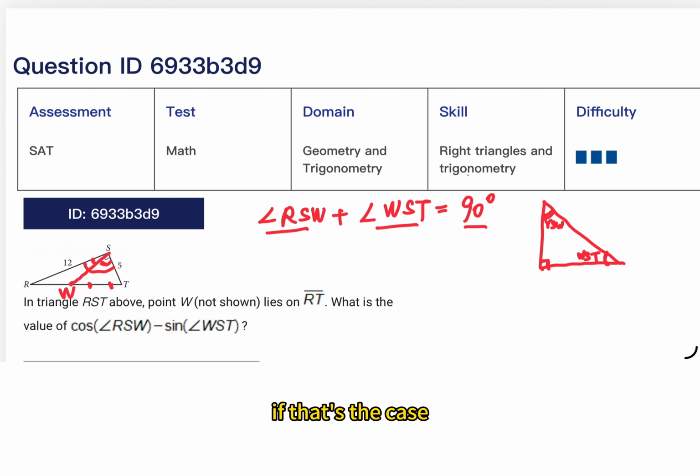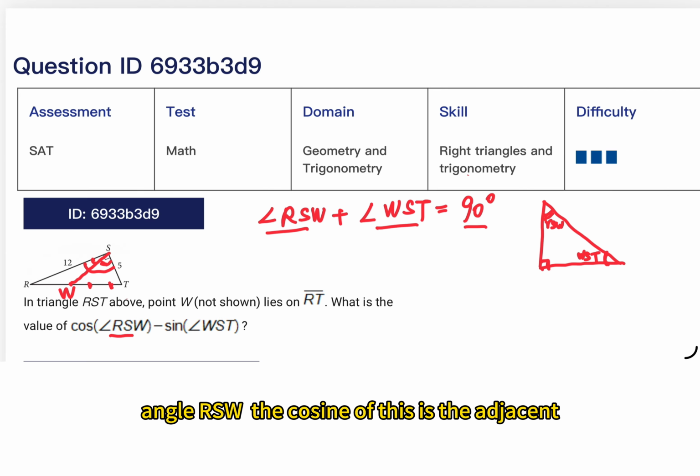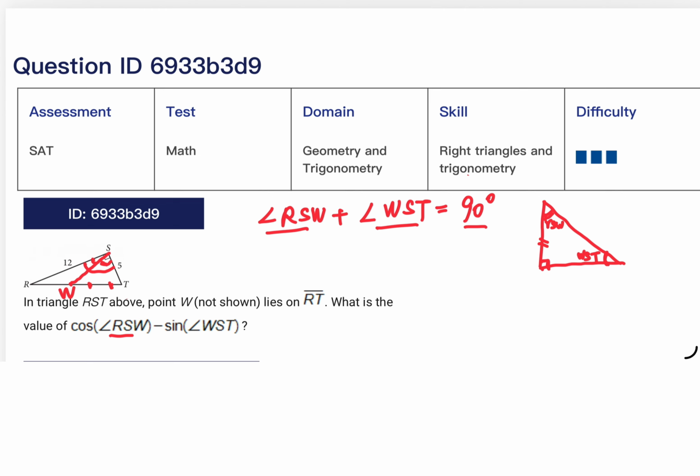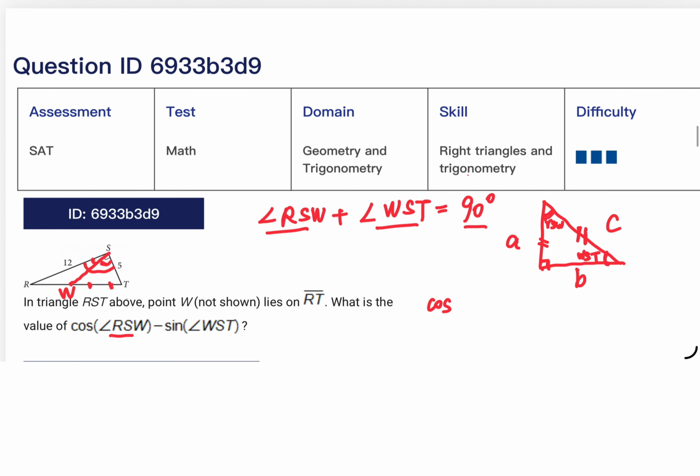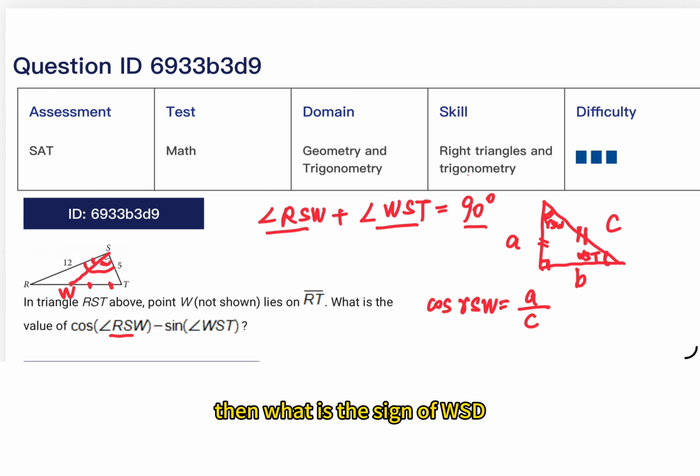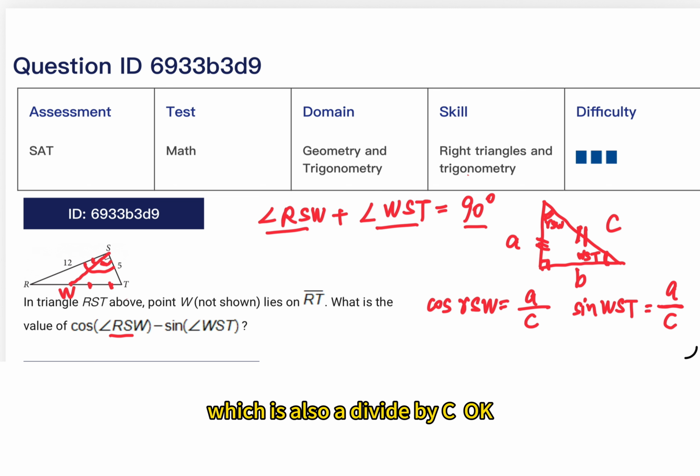Okay, if that's the case, let's see what is the cosine of this angle RSW. The cosine of this is adjacent divided by this hypotenuse, which is A divided by C, okay? Then what is the sine of WST? The sine is the opposite divided by the hypotenuse, which is also A divided by C, okay?